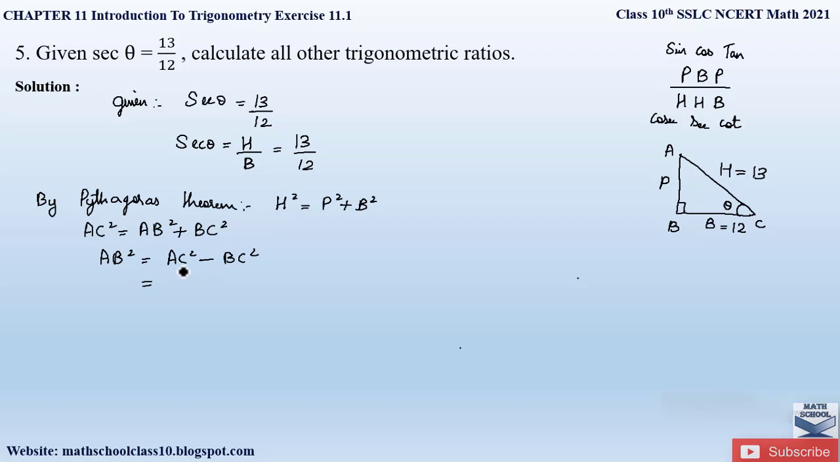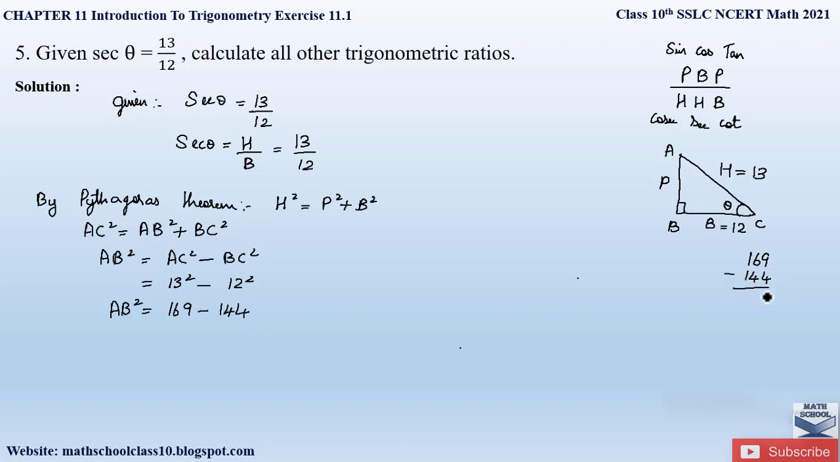Right, so what is the value of AC or the hypotenuse? That is 13 square minus base is 12 square or BC square. So AB square is equal to, what is 13 square? It is 169 minus 12 square is 144. So it's better you remember all the square and square roots up to 25 so that it becomes easier for simplification. So what is 169 minus 144?